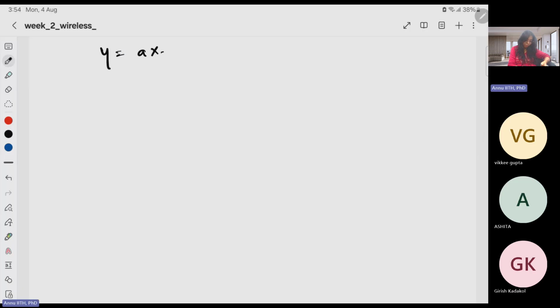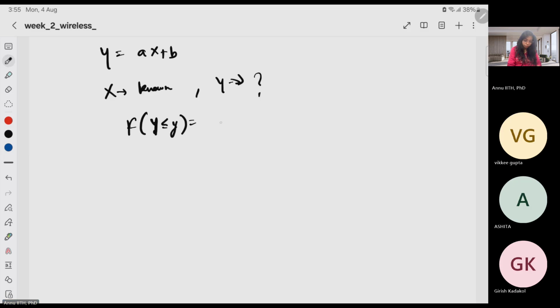Y is equal to ax plus b, and we know the distribution of x. How will you calculate the y distribution? Simple formula, don't go with the formula: F of y, that is, the probability that Y is less than or equal to y. I'm calculating the CDF first, then we go to the PDF.